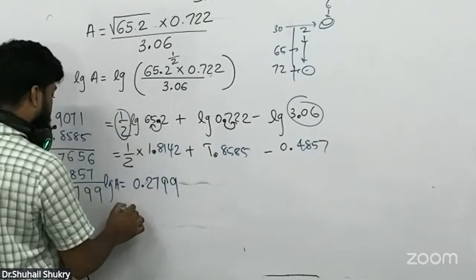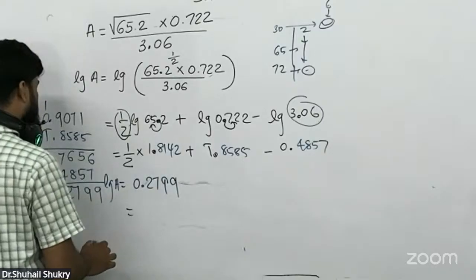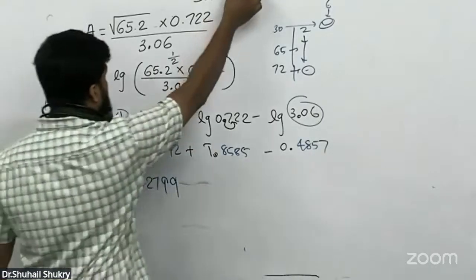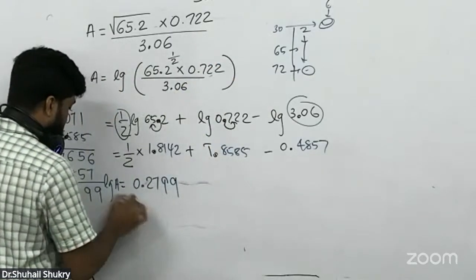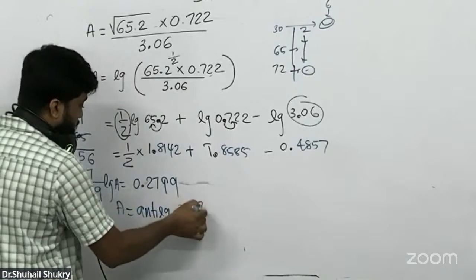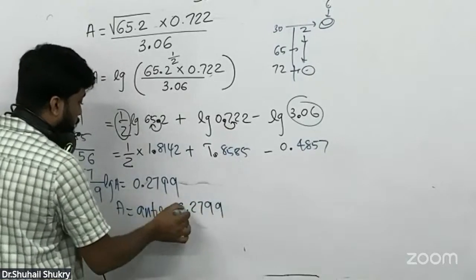0.2799. Then I can write like this. A equals, I have to write the next one as anti-log. So A equals, send the log to this side, it becomes anti-log. Anti-log means 0.2799 we get. So how to see this anti-log value?